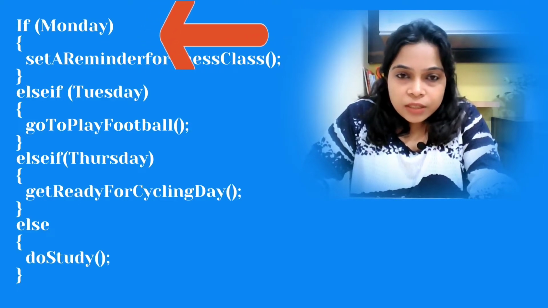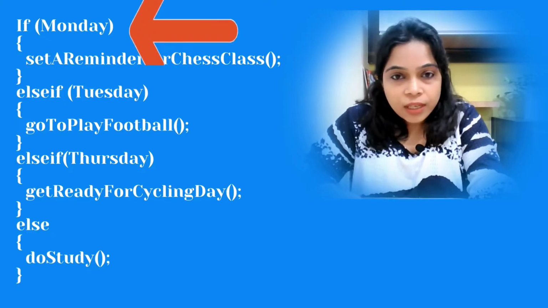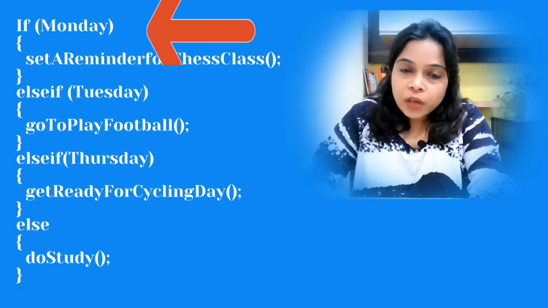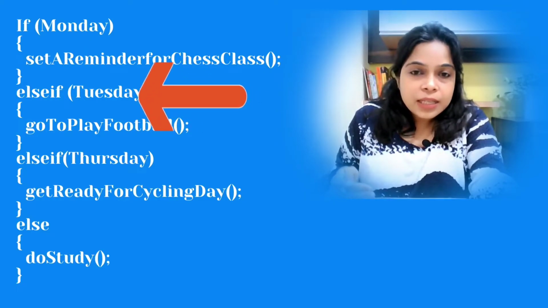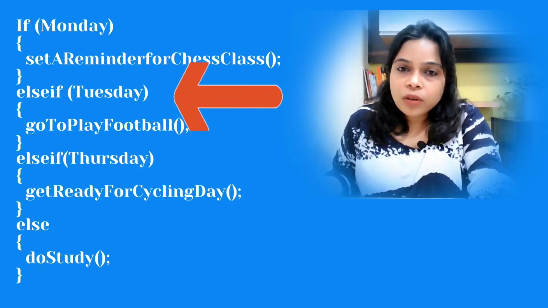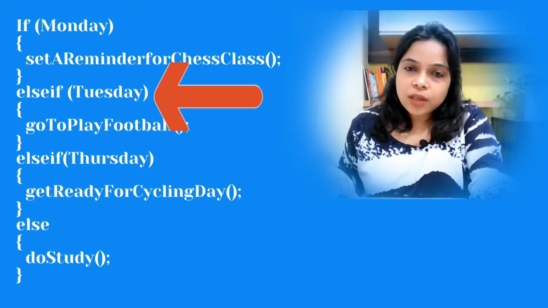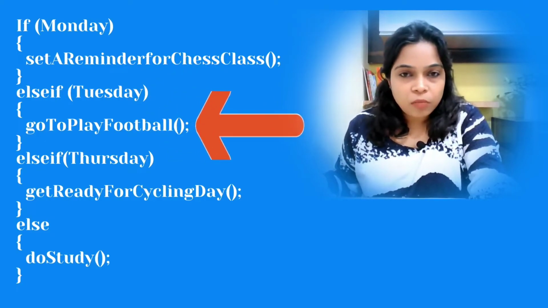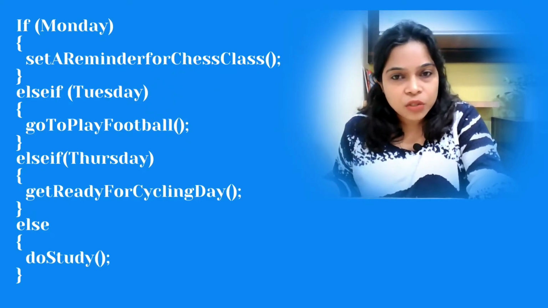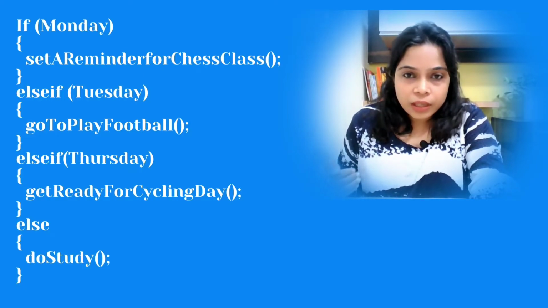Our computer will execute if it is Monday. It will find that it is false. No, it is not Monday today. It will check the next else if block. It will check else if it is Tuesday. It will find, okay, yeah, it is Tuesday. In this case, it will execute the piece of code which is written inside this particular block. Then further, it will not check for further conditions.